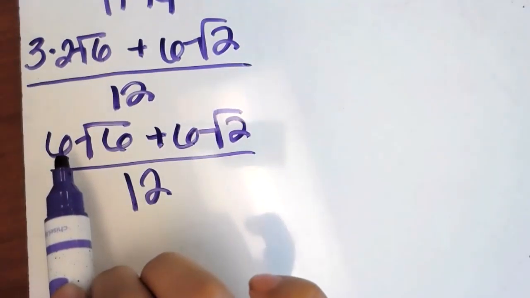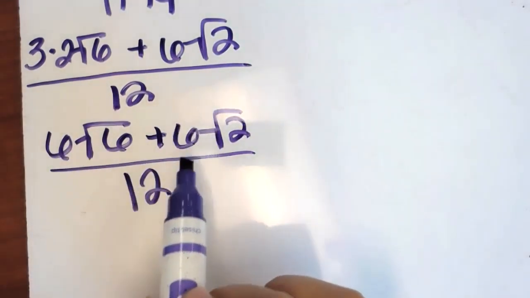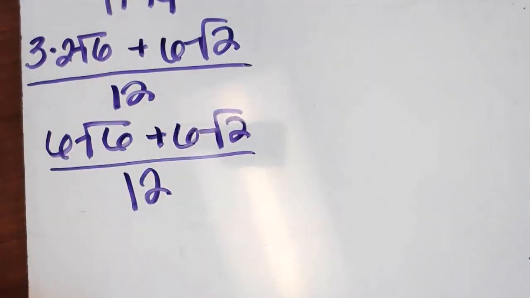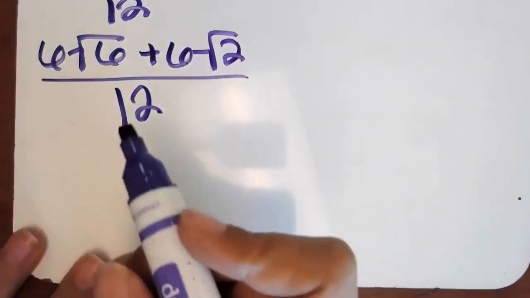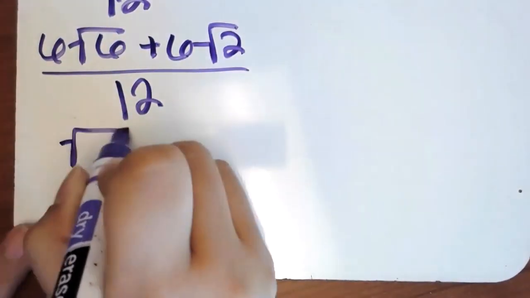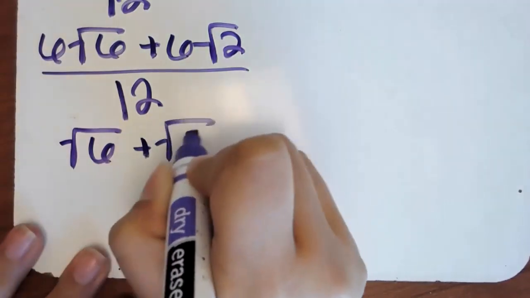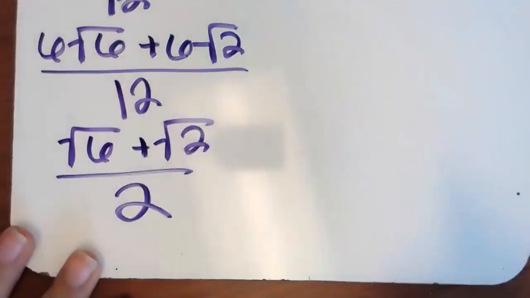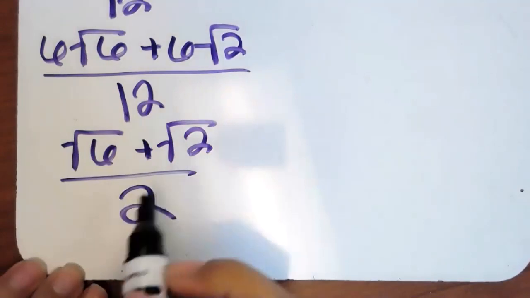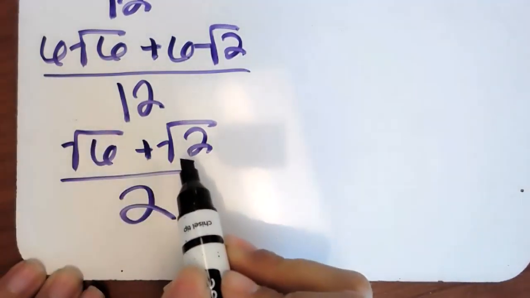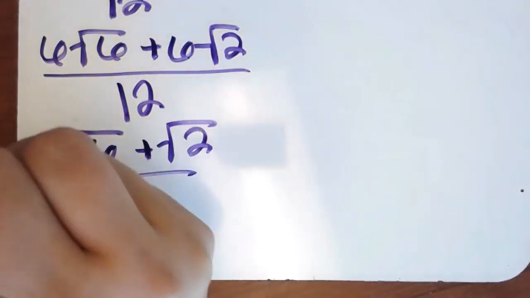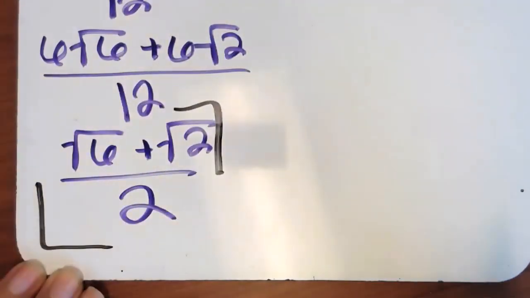But if you notice, you have a coefficient of 6, a coefficient of 6, and a coefficient of 12. And those 3 coefficients can be reduced by 6 to give you the square root of 6 plus the square root of 2 over 2. And there's nothing else you can do to simplify them. They have nothing in common, and then you no longer have a radical in the denominator. So this would be your answer.